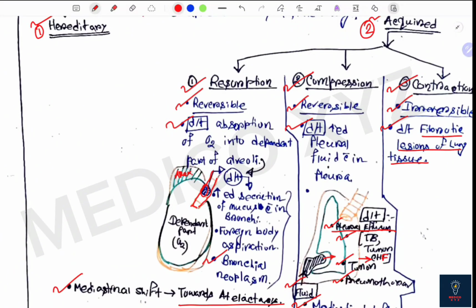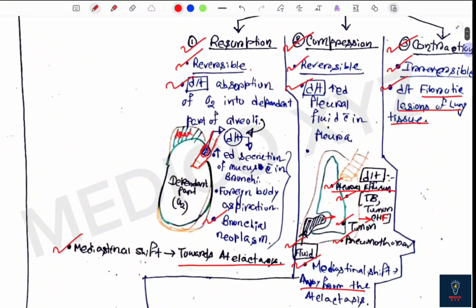What is resorption atelectasis? It is a reversible atelectasis, meaning it can be reversed by changing the underlying conditions. What is the cause of resorption atelectasis? It can be due to increased oxygen absorption into the dependent part of the lungs. Dependent part means that, due to gravity, the oxygen is stored in the lower portion, the base part of the lungs.